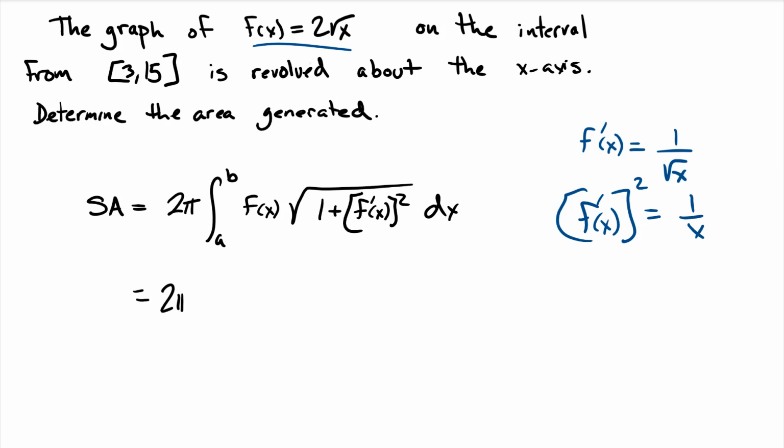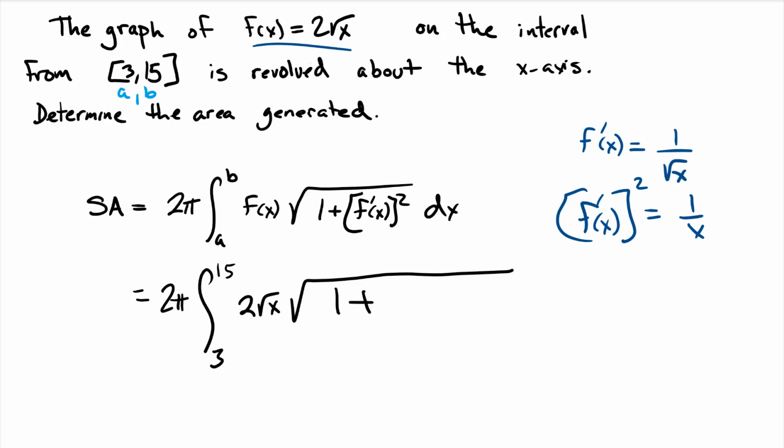So we can say this is 2 pi times the integral from a to b. Well, where's a, where's b? 3 to 15. Our function is 2 times the square root of x. And now we have 1 plus, and now we want to put in our f prime of x all squared, which we found over here to be 1 over x, dx. Woo! Let's go.